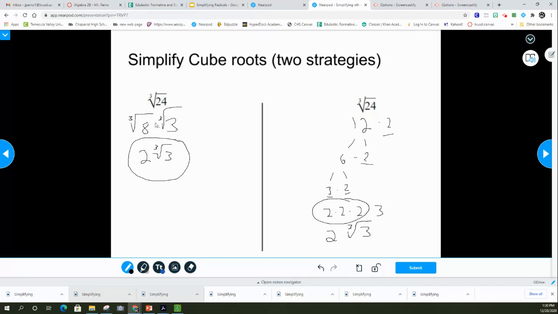Again, since we don't know our perfect cubes as well, maybe the prime factor tree is a better strategy. We just do it and look for something that shows up 3 times. If no number shows up 3 times, that means you can't simplify it, then you would leave it as it originally was. If 2 numbers show up 3 times, then you would multiply. So say there were 3 2's and 3 3's, you would multiply 2 times 3 out in front. All right, so there's our first look at simplifying a cube root.